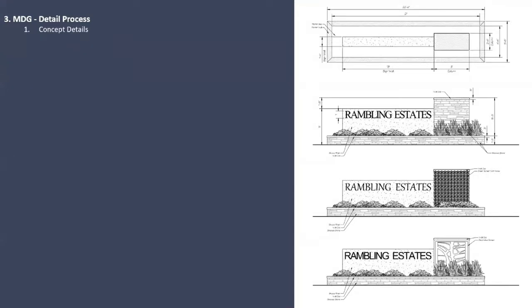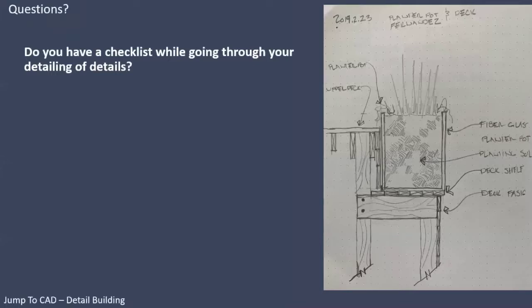So before we jump into AutoCAD and the detailing process and how we build, I want to see if we've had any questions pop up, if Paul could kind of cue those up. When I was doing my run-throughs, one of the questions that Amanda had for me is, do we have a checklist for details as we're building details?